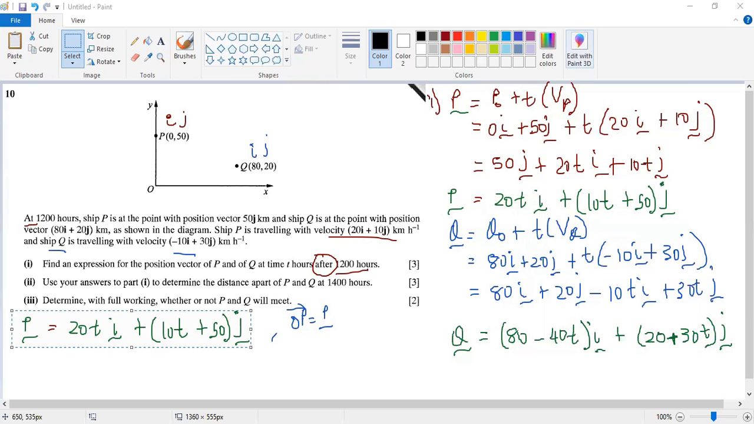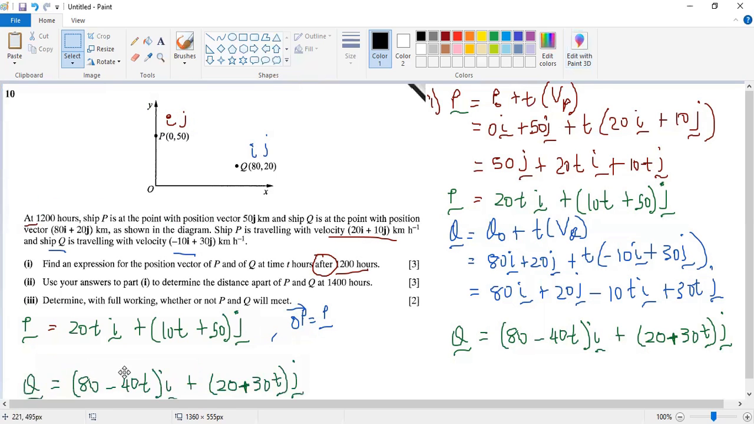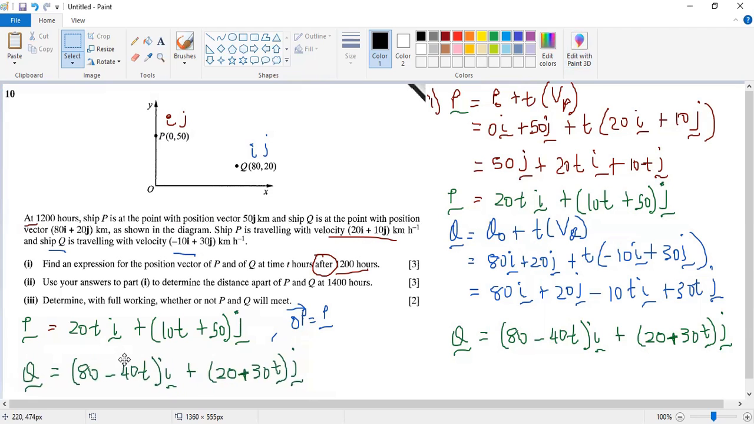Okay, so let's go for the third part. Use your answers, they say, in part 1. That means using just 2 answers to determine the distance of P and Q, the distance apart of P and Q at 1400 hours. So how do we figure that out? Okay, let's take a closer look, please. So I'm just going to keep that part. Let's clear the rest and begin.